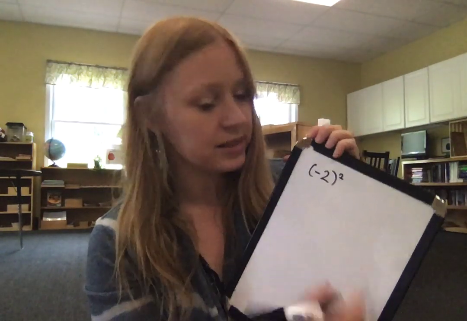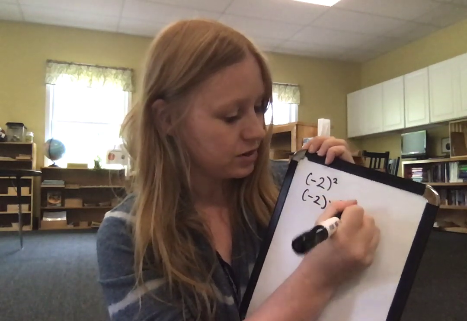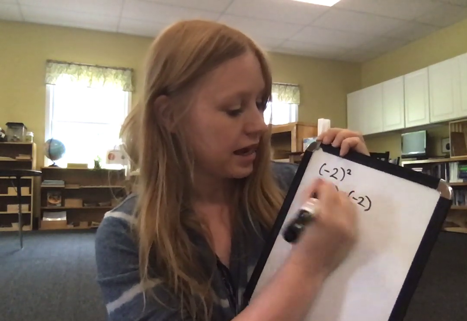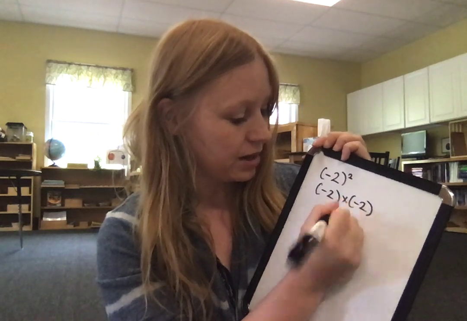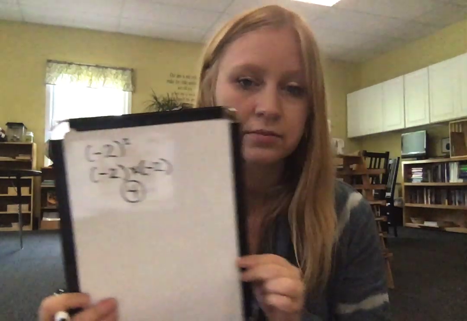Let's start on number 1. Oh, we already solved that one. I didn't realize that was the equation when I did it. Negative 2 squared, which means negative 2 times negative 2, and that gives us a negative times a negative is a positive. The answer is positive 4. Okay, let's keep going.